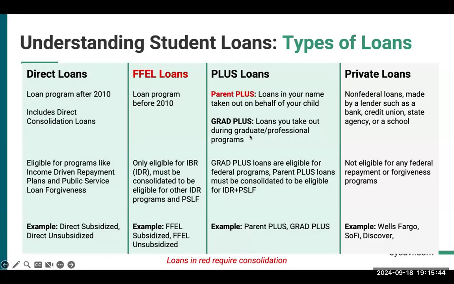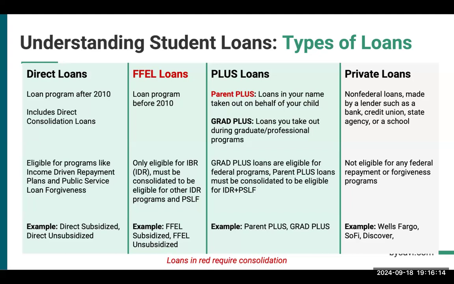Okay, now let's talk about the different types of federal student loans. And again, this one is really important because the type of federal student loan you have is going to impact your eligibility for certain repayment and forgiveness programs. So I'm first going to talk through the different types of federal student loans in the green columns here, and then I'm going to touch on private loans at the very end. So let's start on the furthest left-hand side of your screen with direct loans.